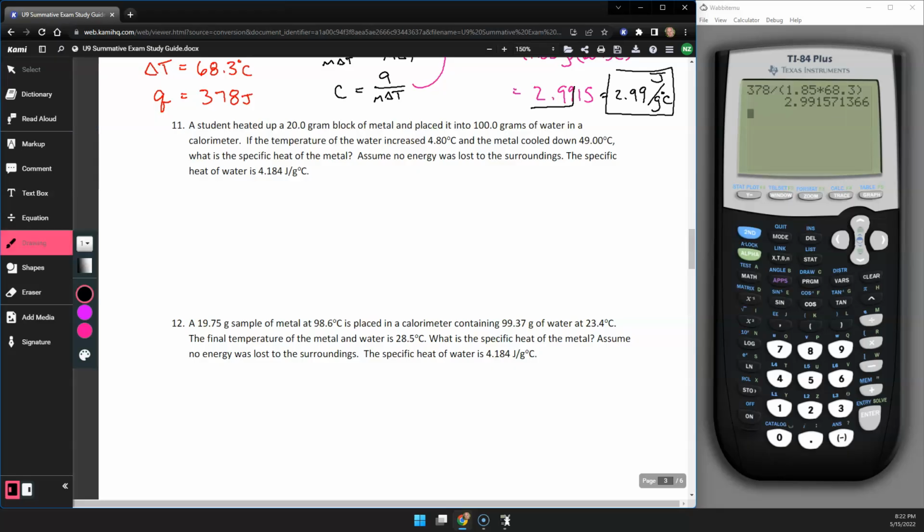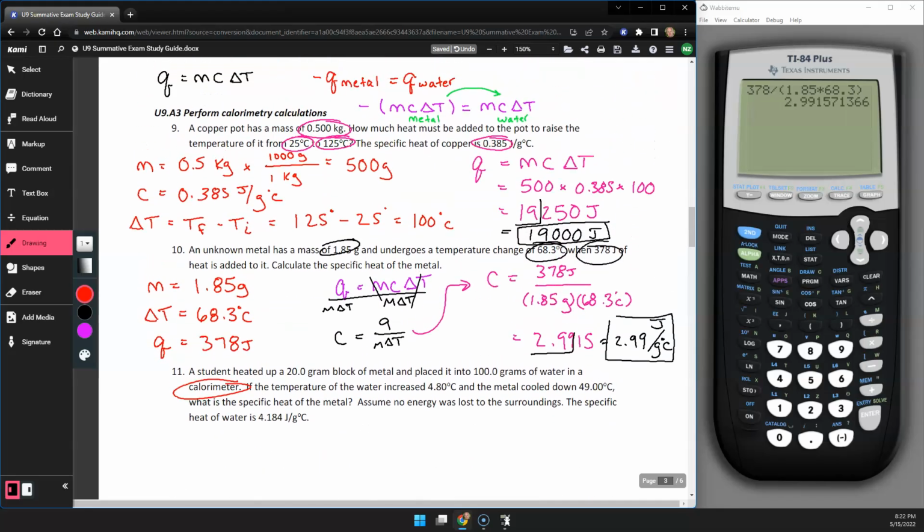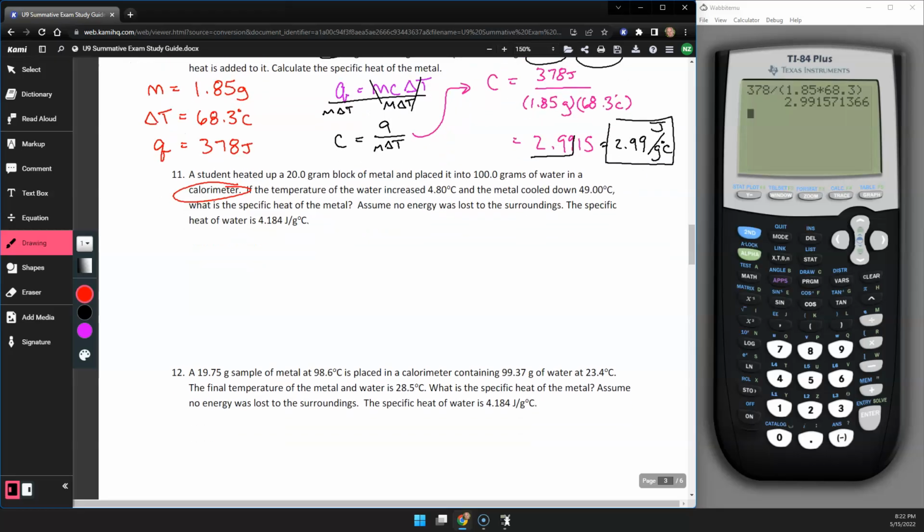Okay, so big difference here. It tells you that a calorimeter is being used, so obviously we're going to use the calorimetry equation right here. Also in this question, it's giving us information about the metal and the water. So 2 ways you can easily tell. So I'm going to make a table. So we've got our metal, and we have our water. So I'm going to separate out the information.